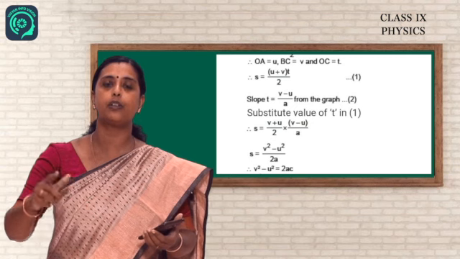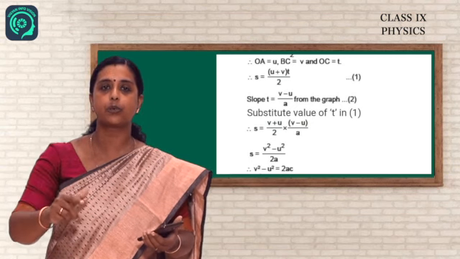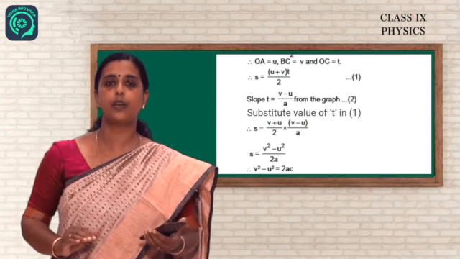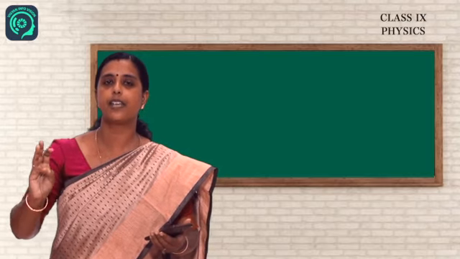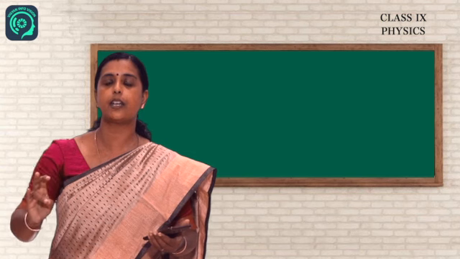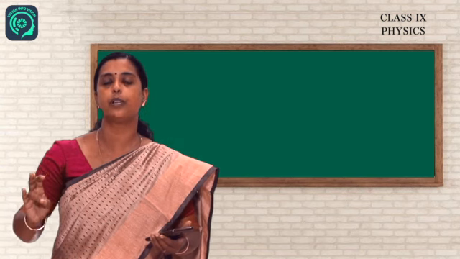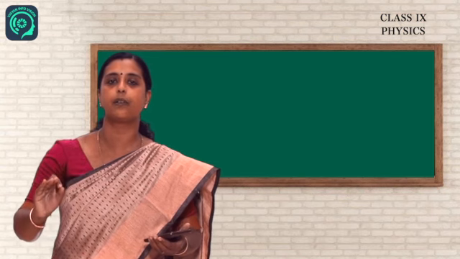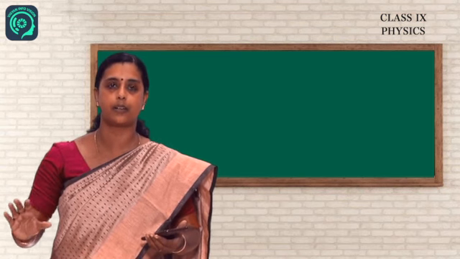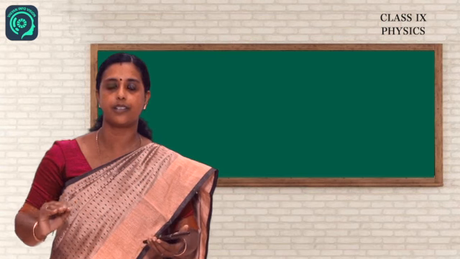(V plus U) into (V minus U) is the same as V square minus U square. So, that is how we derive the three equations of motion. What was the first equation? V is equal to U plus AT. The second equation was S is equal to UT plus half AT square, and the third equation is 2AS is equal to V square minus U square. I hope you have understood the derivation clearly.